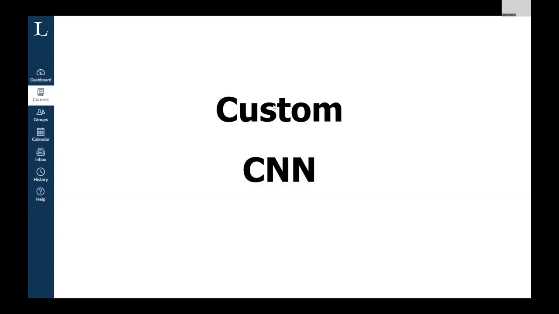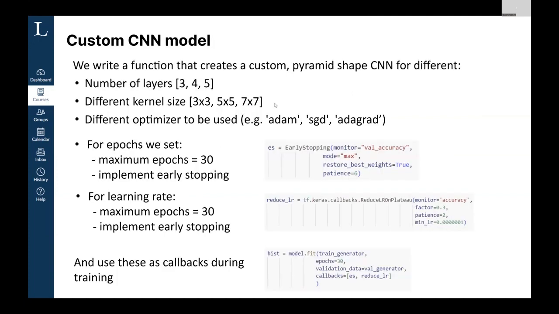About our custom convolutional neural network, we wrote a function that creates a custom pyramid-shaped convolutional neural network for different numbers of layers, 3, 4, and 5, different kernel sizes, 3 by 3, 5 by 5, and 7 by 7. And we used different optimizers like Adam, SGD, and AdaGrad. We used 30 epochs, and we implemented early stopping.